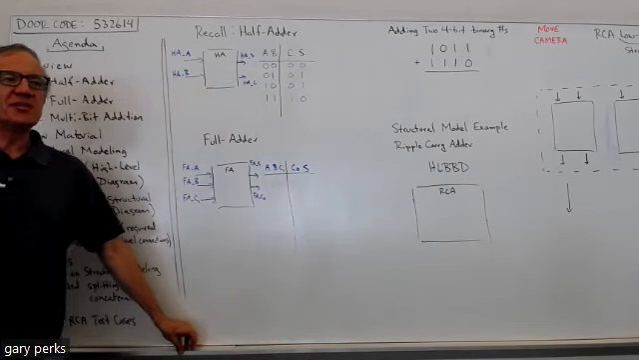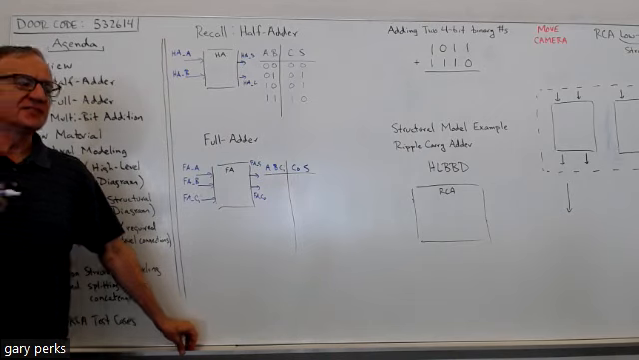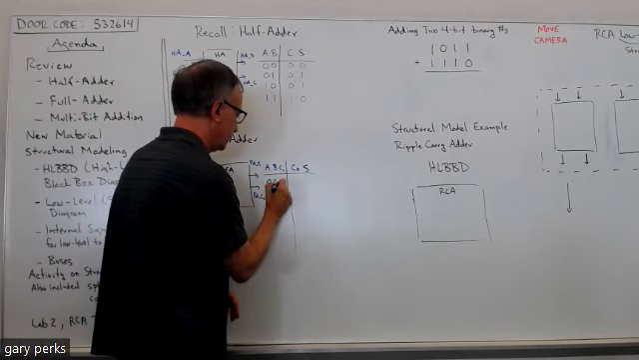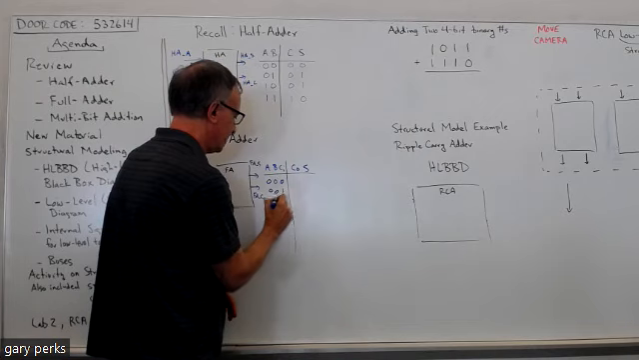So three inputs, so how many rows in the truth table? Eight. Just counting in binary.